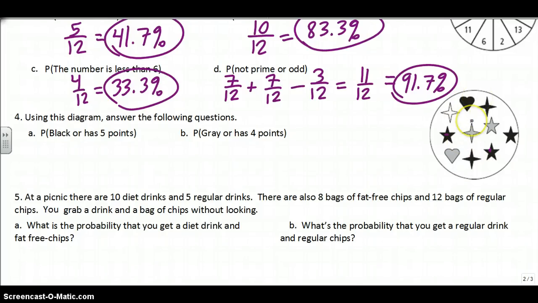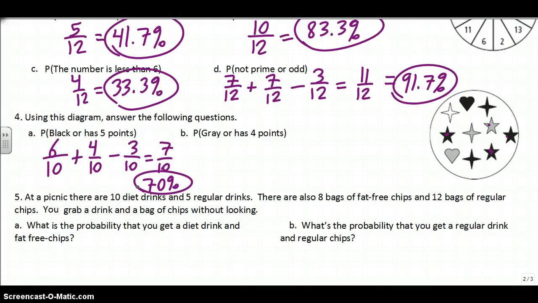Probability of drawing a black one or one that has 5 points. Well, first off, how many black shapes are there? 1, 2, 3, 4, 5, 6 out of, I think there are 10 shapes, right? Or means plus. How many of them have 5 points over here? Well, 1, 2, 3, 4. But I have to subtract the overlap, the ones that are both black and they have 5 points, which is 1, 2, 3 of them. 10 minus 3 is 7 out of 10, which is 70%.